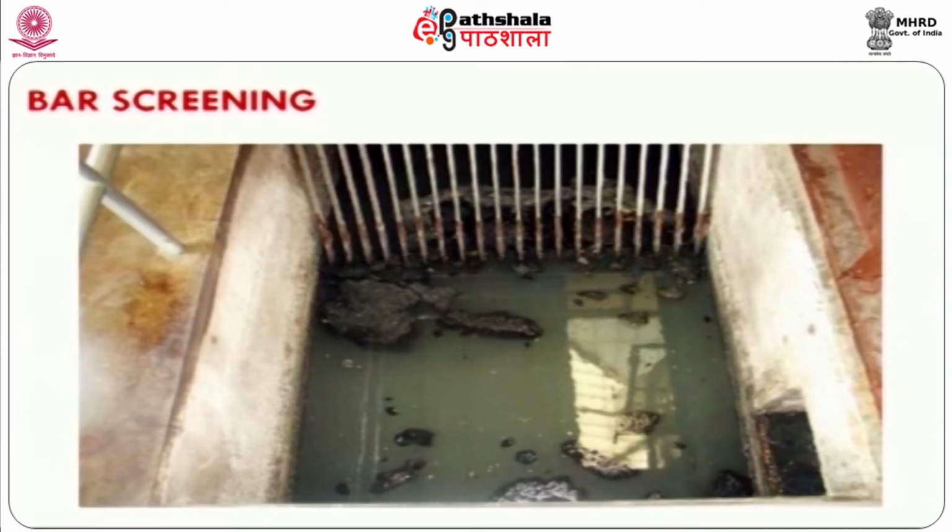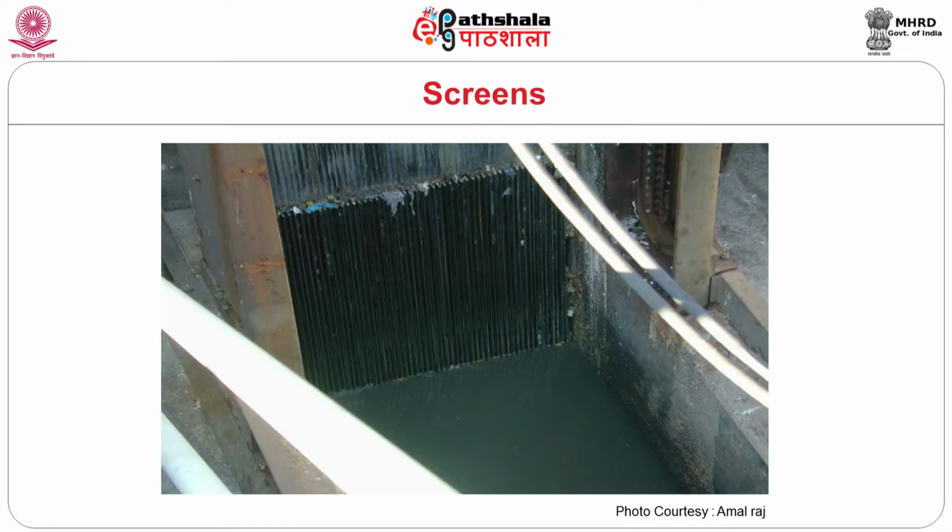This is a coarse screen. Normally, in a wastewater treatment facility, two different types of screening facilities are provided. One is a coarse screen followed by a fine screen. By this way, we can remove rags, paper and bigger floating matter present in the effluent wastewater. This is the fine screen that is provided downstream of the coarse screen.